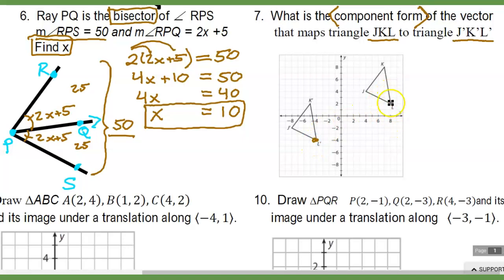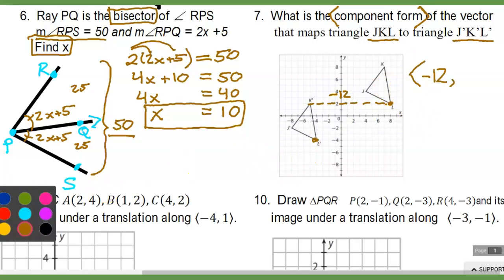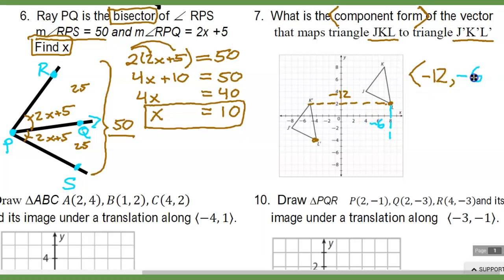In order for L to go from x equals 8 to x equals negative 4, it looks like I'll have to move to the left. From positive 8 to negative 4 would be moving left 12. So that's the first part of my vector. And then I'm going to need to move down. I'm at positive 2. I need to go to negative 4. So from positive 2 to negative 4, that's down 6. All right. There is my component form of the vector.